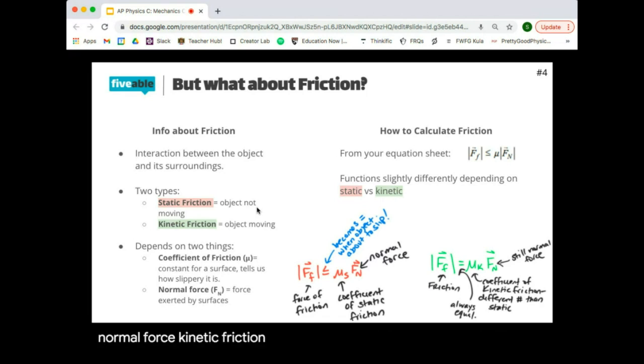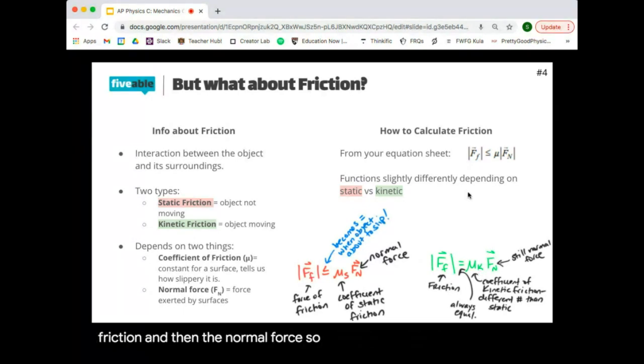Kinetic friction, the general formula is the same, but it's always going to be equal to, because the kinetic friction, once it's moving, isn't going to change. So we've got the force of friction is equal to the coefficient of kinetic friction, which is a different number than the static friction, times the normal force.